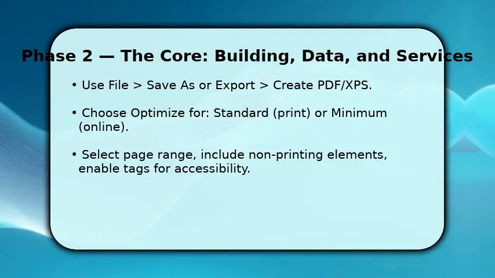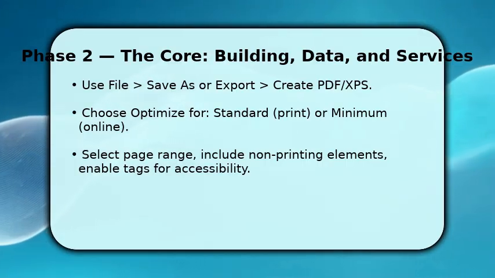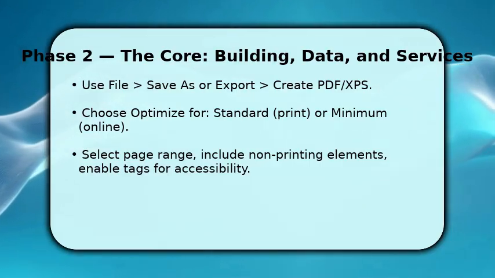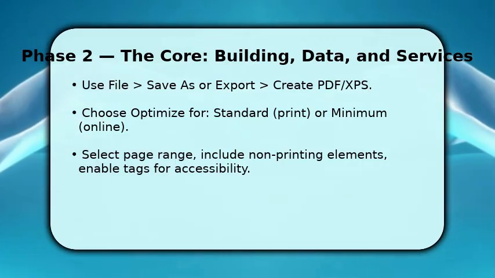When the dialog opens, pick Optimize for Standard if you need high-quality printing, or Minimum for smaller file size for email. That explains the trade-off between quality and size. Next, set a page range if not the whole document, include document structure tags for accessibility, and check the option to embed fonts so the PDF renders correctly on other systems.